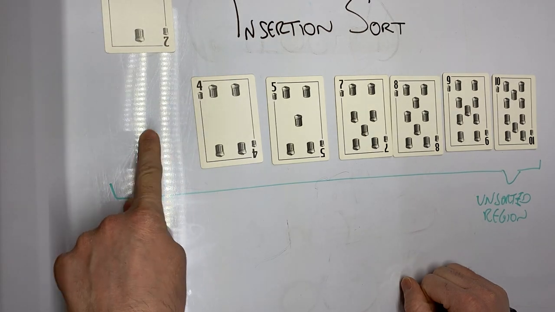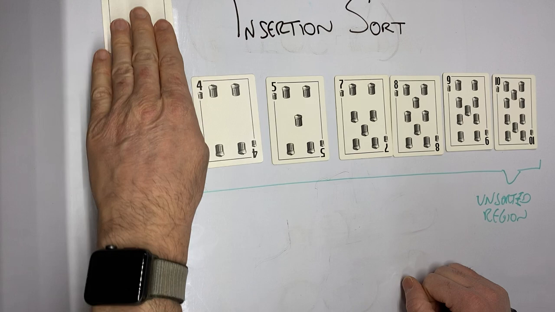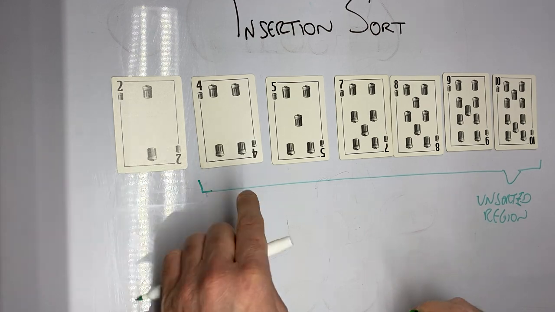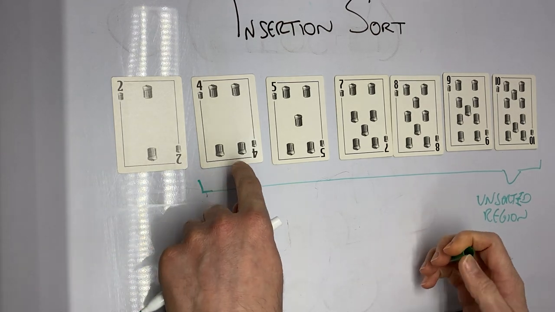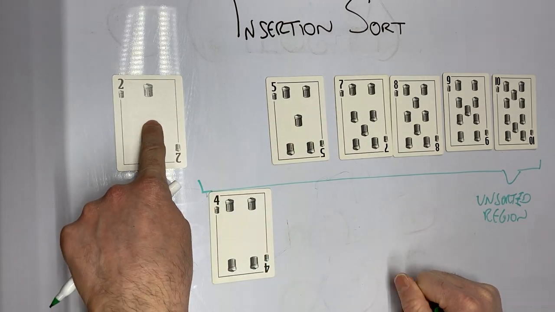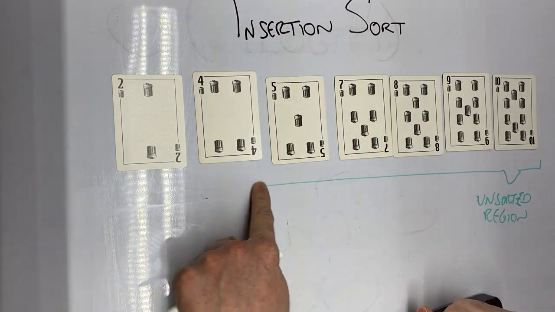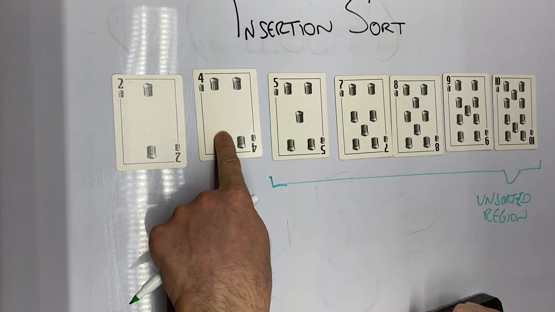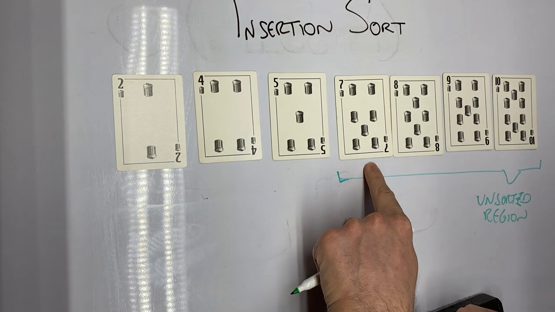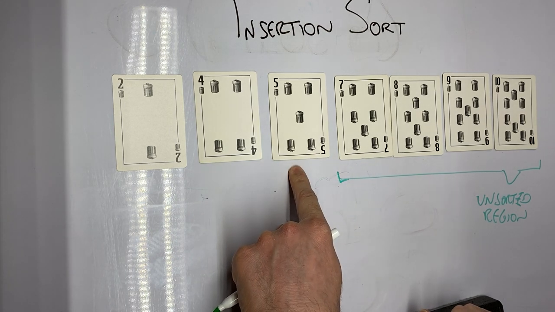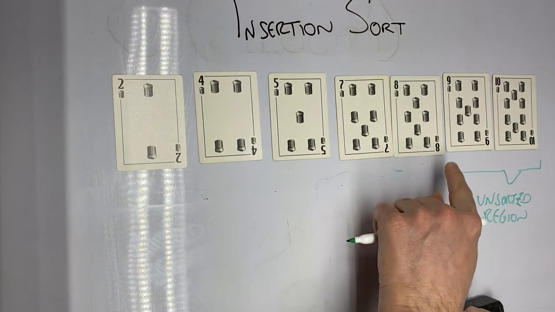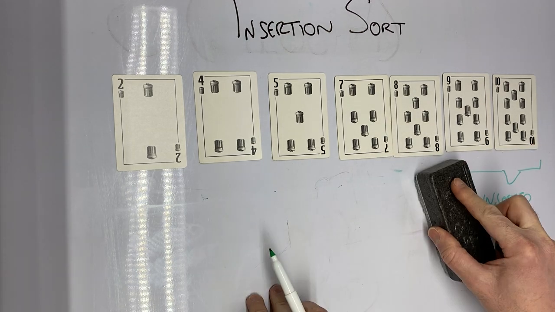Remove that. Check if any cards need to be shifted to the right. There are none, so the two stays put. And the unsorted region shrinks. Next, we look at the four. Is the two greater than the four? It is not, so the four stays put. We look at the five. Is four greater than five? It is not, nothing gets shifted to the right. The five stays put. We look at the seven. Is five greater than seven? It is not, so the seven stays put. We look at the eight, it stays put. We look at the nine, it stays put. We look at the 10, it stays put.